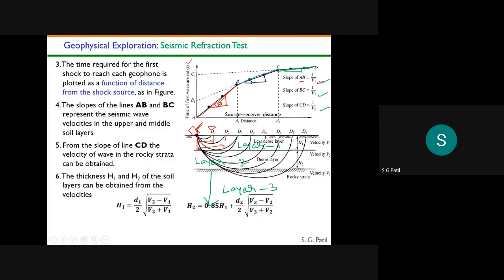Once you get the velocities, how do you get the depths of these layers? To calculate the depths, simply use this formula and substitute v1, v2 and so on. You got v1 and v2 by taking the slopes. And d1 is the point where these two different slope lines meet.